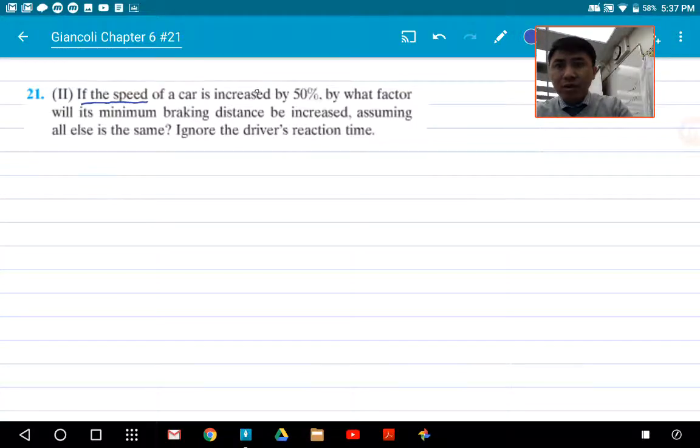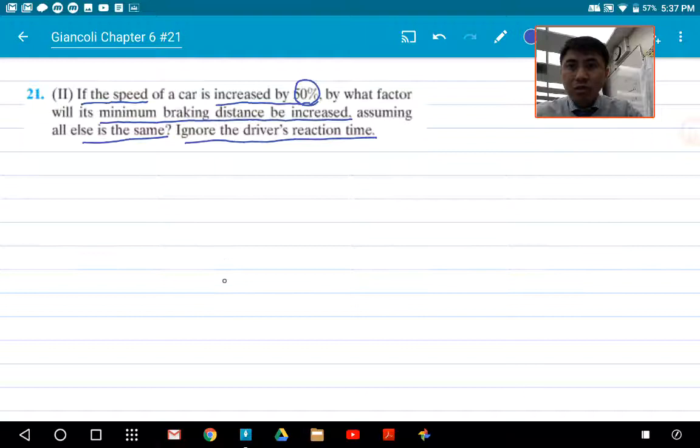If the speed of a car is increased by 50%, by what factor is its minimum braking distance to be increased? Assuming that all else is the same, ignore the driver's reaction time.